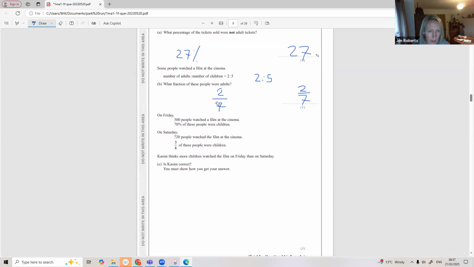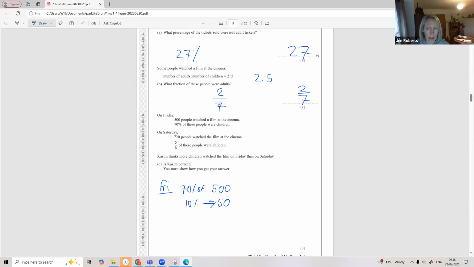On Friday, 500 people watched a film at the cinema, 70% of these were children. On Saturday, 720 people watched the film, 5/8 were children. Kasim thinks more children watched the film on Friday than on Saturday. So we need to work out how many children watched on Friday, and then on Saturday. On Friday it was 70% of 500. How do we work that out without a calculator? Let's get 10% first. To get 10% of 500, we divide by 10, which is 50.